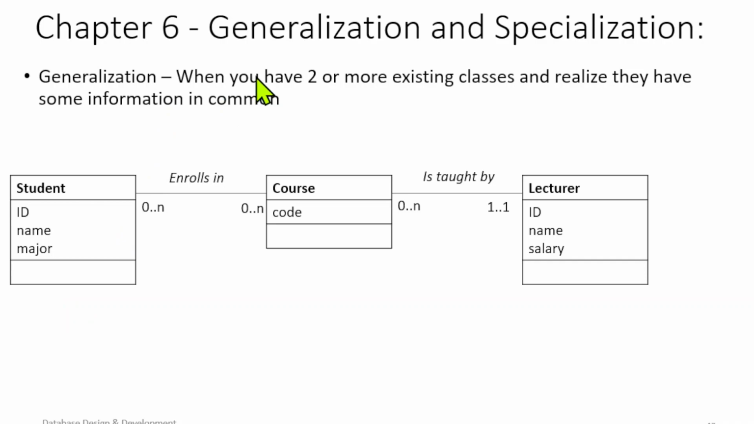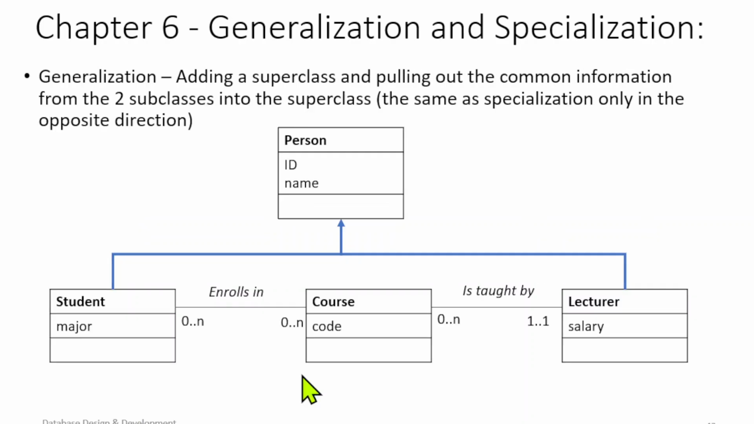Now, in generalization, you have two or more existing classes and you realize they have the same information in common. So you have student: ID, major, enrolls in course code, and is taught by lecturer: ID, name, salary. Okay, so check this out. What we could do here is take out a person and have an ID and a name. Because whether you're teaching the class or taking the class, you're still a person. And there are cases of people, especially grad students, who do teach classes while taking classes. They could exist in both tables at once. They could be enrolled in a course or teaching a course.